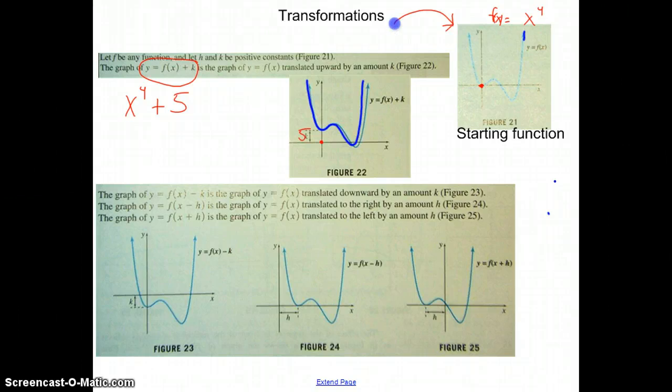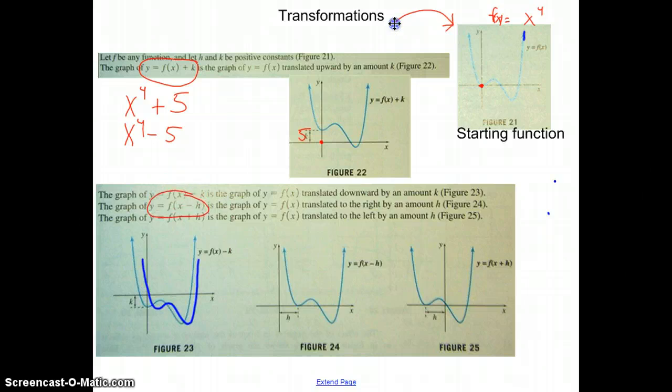Okay. The next one. Here is our, again, the parent function is the f of x. Now you're subtracting a number, so something like x to the fourth minus 5. Again, let's start with our parent function with that point at the origin. If you subtract a number after the parent function, all it is, is a shift down.